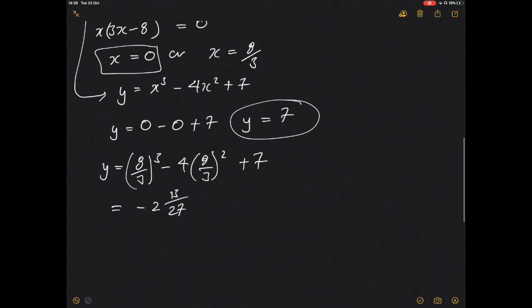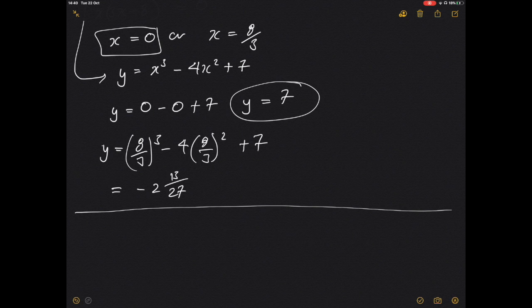So we'd have two solutions to our problem. We would have 2 points, where one of which is x equals 0 and y equals 7, and we'd also have x equals 8 over 3 and y equals minus 2 and 13 over 27.